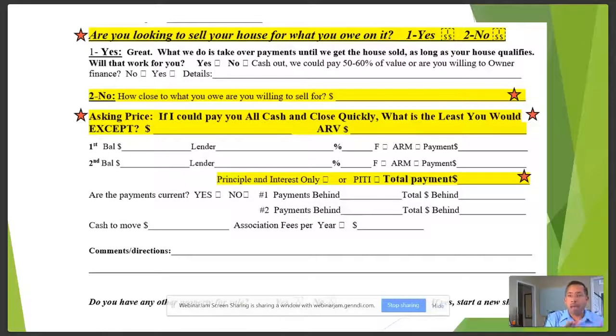Because my exit strategy later is probably to sell it via owner finance. So I'm going to buy it via owner finance. I could wholesale it to another investor. I could lease option it to somebody. I could owner finance it to somebody. Or I could just sell it right out as is. So I've got a lot of options, but my most profitable one is to sell via owner finance.